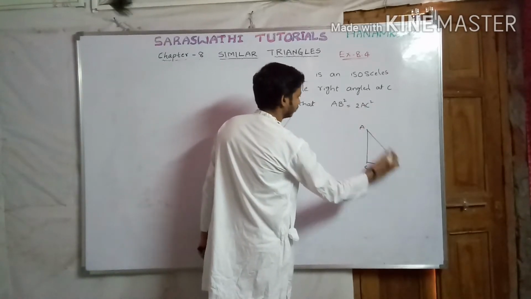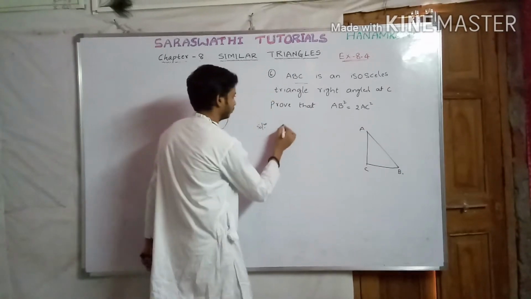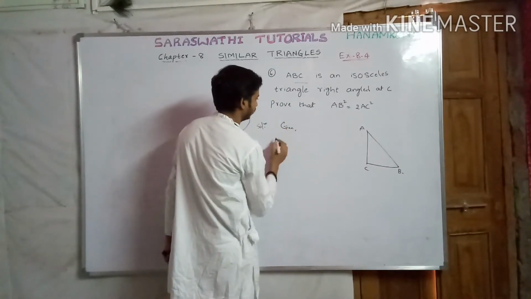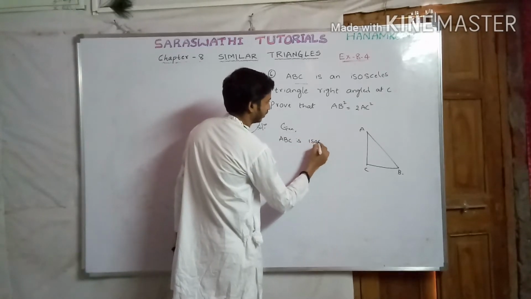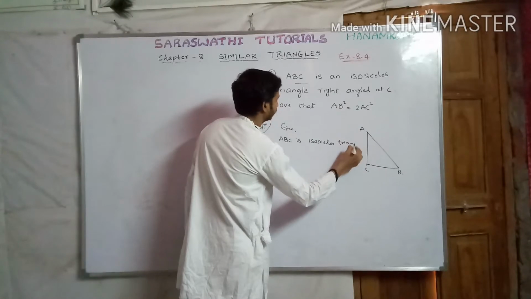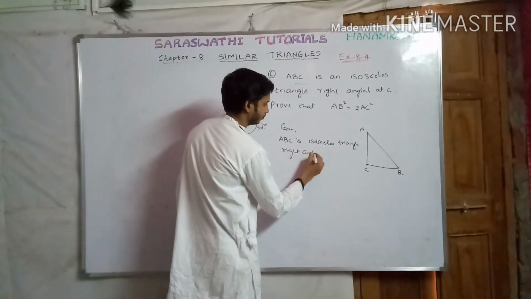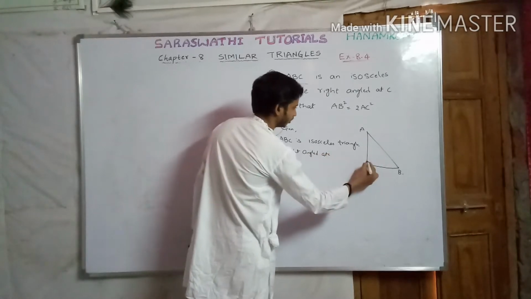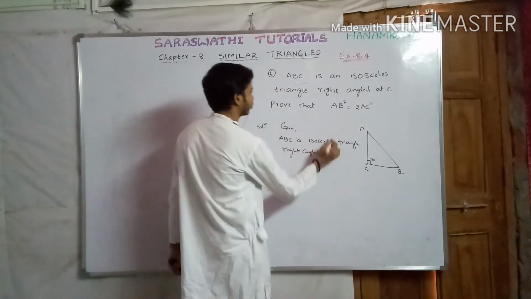Then the remaining two vertices are A and B. Okay. So given that ABC is an isosceles triangle, right angle at C. So here 90 degrees we have considered at point C. Okay, so it is an isosceles triangle.